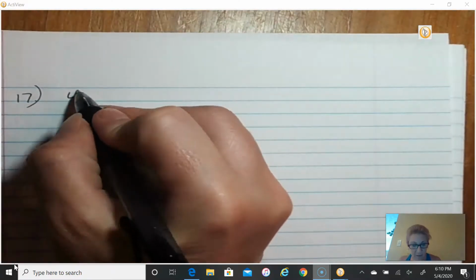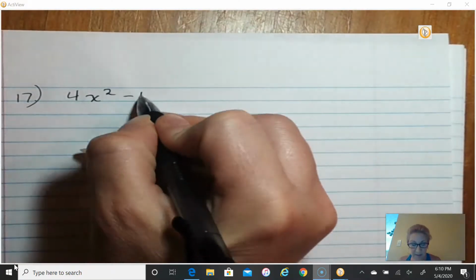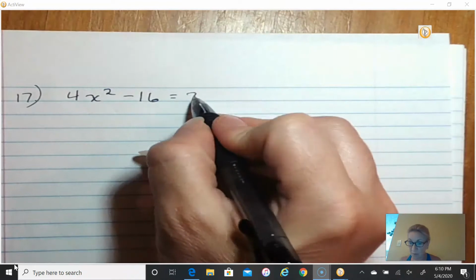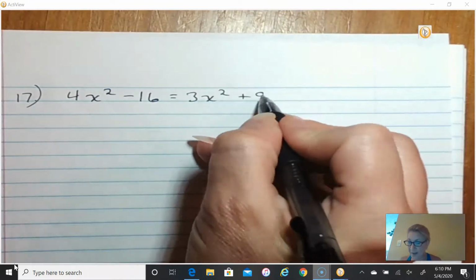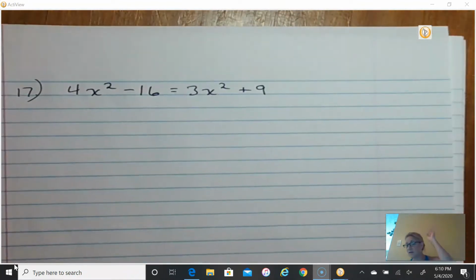All right, number 17. I got this. This is the last one I'm doing. That's right. This is the last one I'm doing. All right. 4x squared minus 16 equals 3x squared plus 9. Okay, y'all know how to do this. You've been doing this for years. You can do it in your sleep.